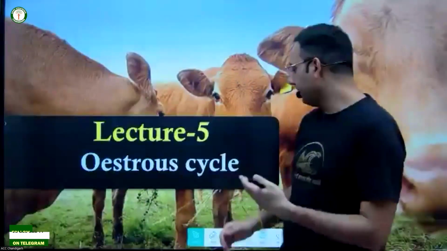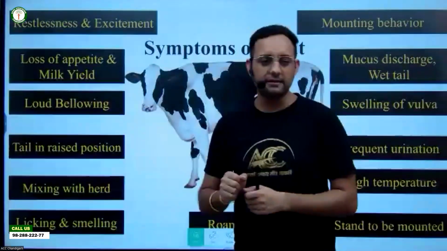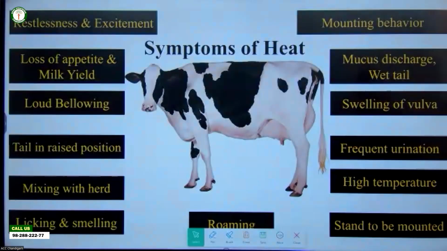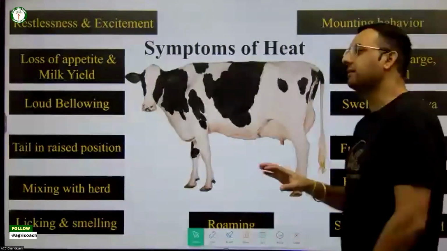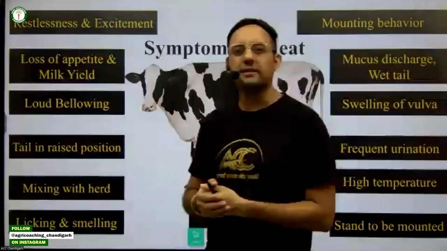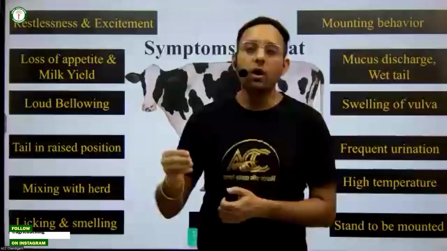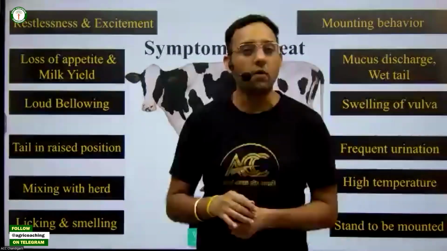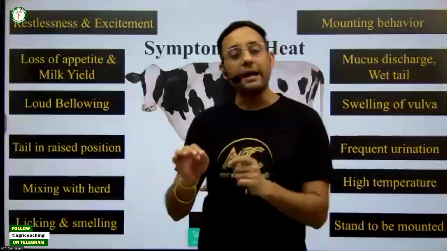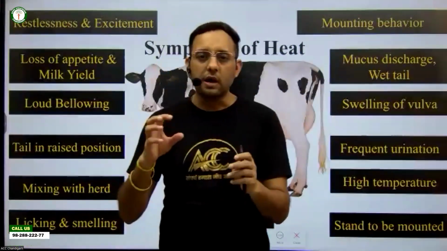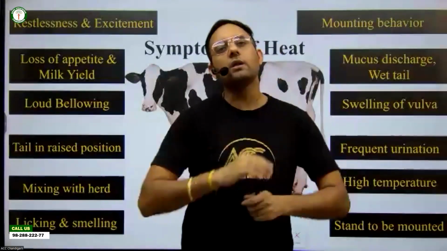After systems of breeding, in this class only, we have discussed the symptoms of heat. Once the cow comes in heat, it will show various symptoms. Among those, an easily identifiable symptom is that the cow will get attracted to another animal, or will try to mount on another animal. And if any bull is there, the cow will show attraction toward that bull.